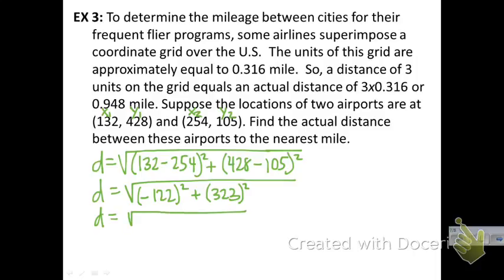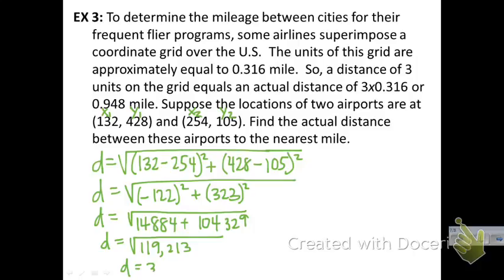Negative 122 squared becomes 14,884. So we get plus 104,329. So we're going to go ahead and add those, and that gives us 119,213, and then we take the square root of that, and we get about 345.27.